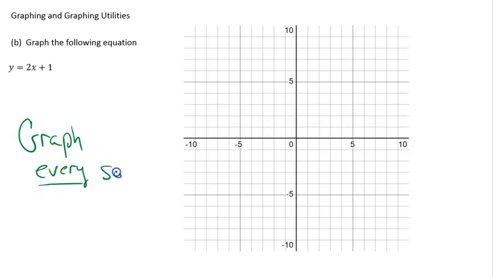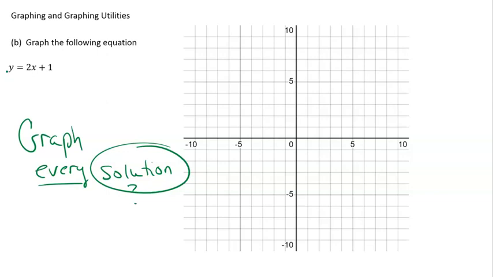Every single solution. Well, what in the world is a solution? What is a solution to an equation? Well, when you have two variables, in this case x and y, then you're trying to find the x value and the y value that makes that equation true.